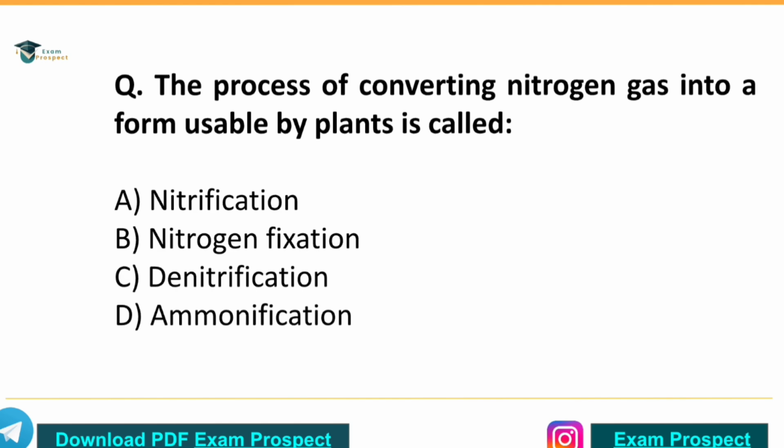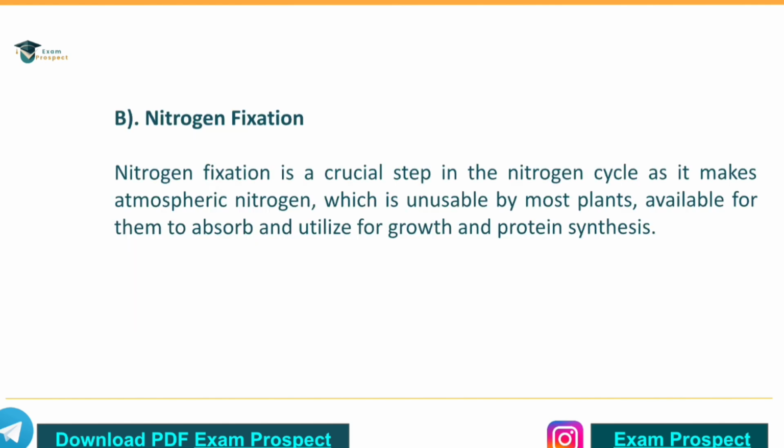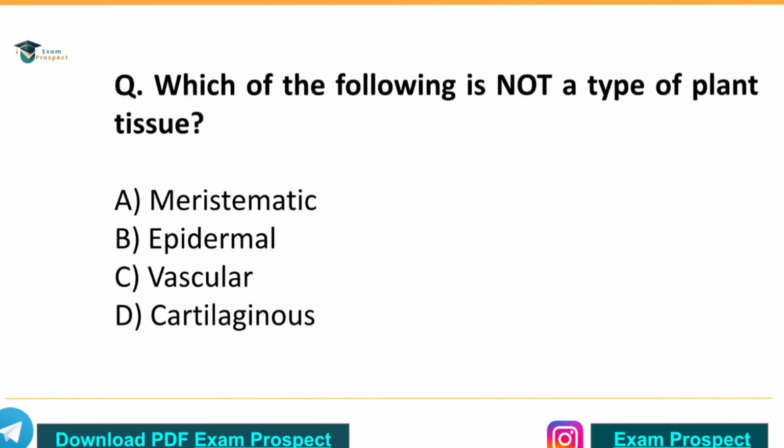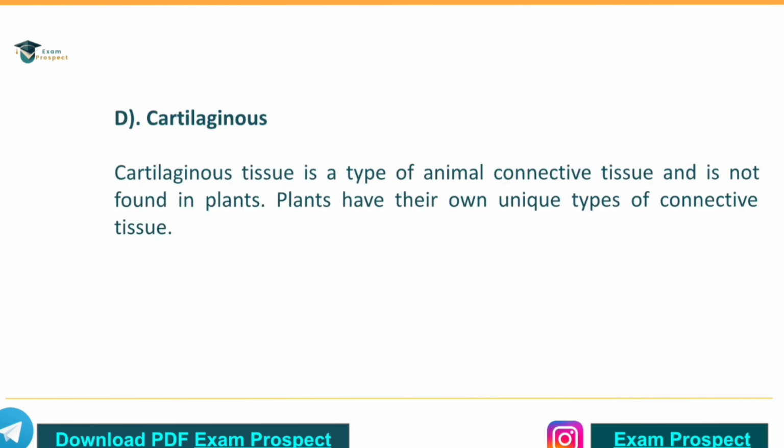Next question, the process of converting nitrogen gas into a form usable by plants is called. Correct answer is option B, nitrogen fixation. Next question, which of the following is not a type of plant tissue? Correct answer is option D, cartilaginous. Here, cartilaginous tissue is a type of animal connective tissue and it is not found in plants. Plants have their own unique types of connective tissue.